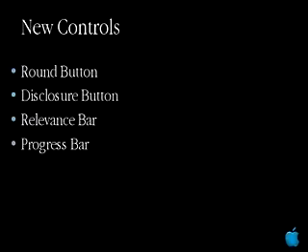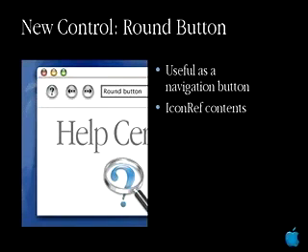So I mentioned before that we've got a number of new controls, and I'd like to take you through them one by one. So the first one's the round button. You've probably seen this either in the Finder or in the Help Viewer. It's generally used as a navigation button, forward, backwards, home, things of that nature. And you can customize its content through an icon ref.